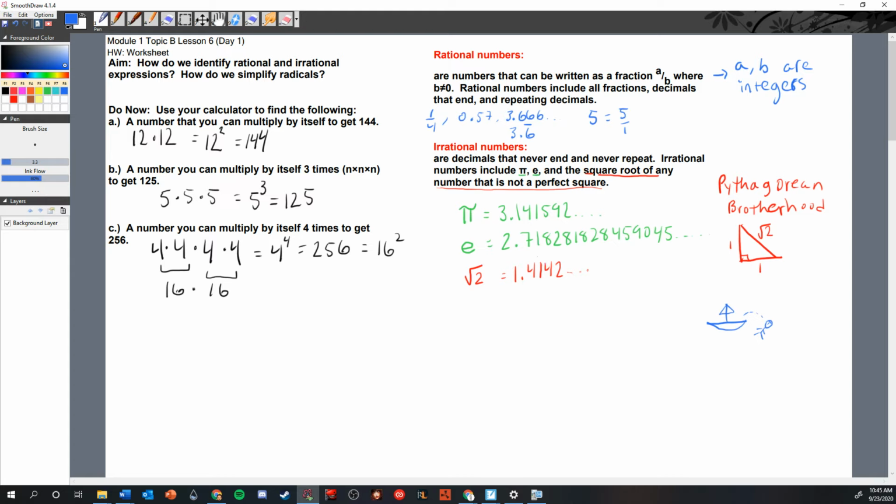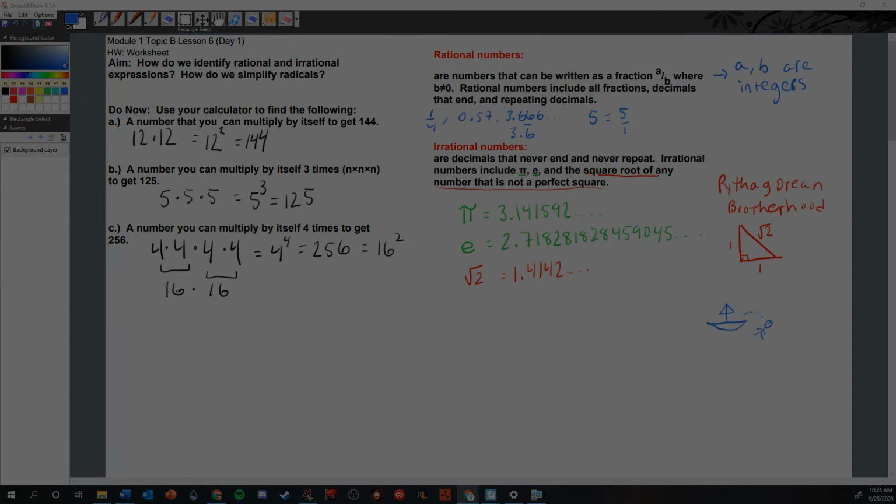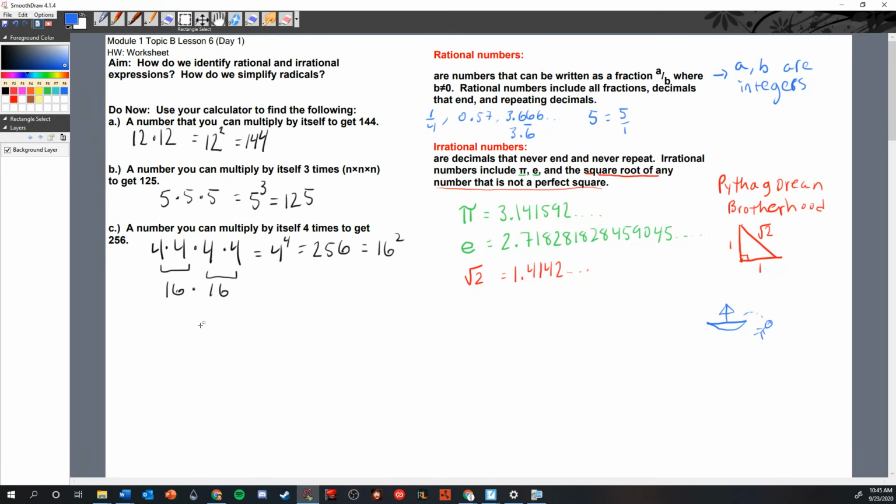Okay, let's talk about how we structure these roots. We need to talk about some vocab when it comes to roots.